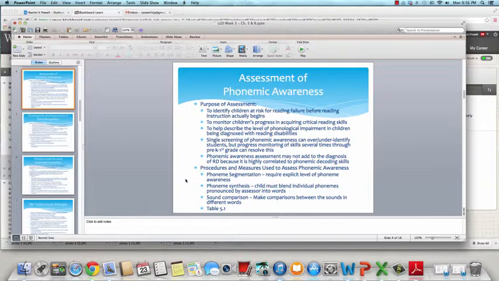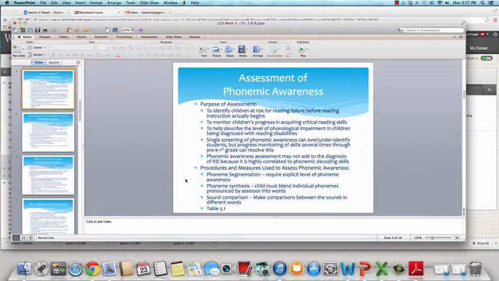And then finally, sound comparison, which makes comparisons between the sounds in different words. Do cat and bat end with the same sound? Do cow and cat begin with the same sound? So you're just comparing, and it could be at any level of comparison.